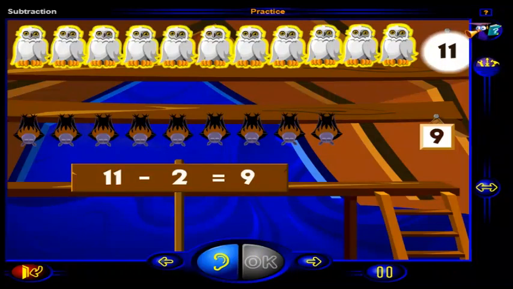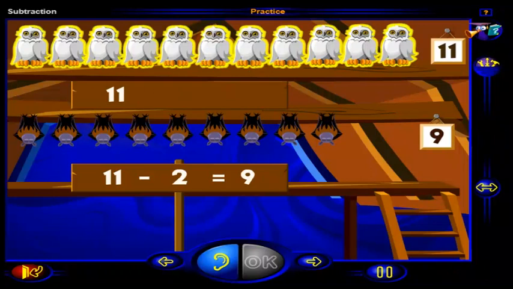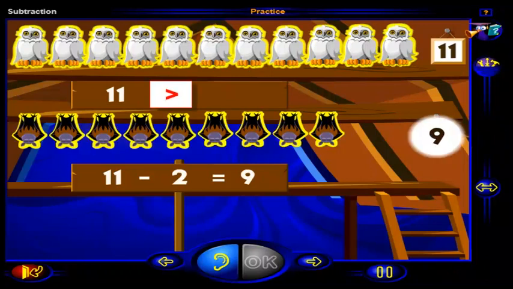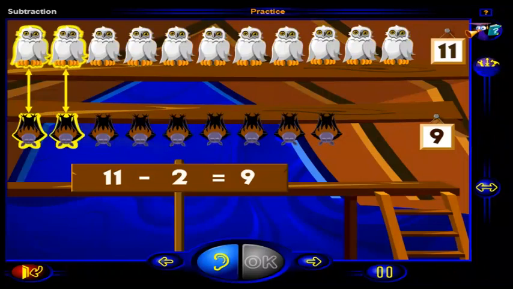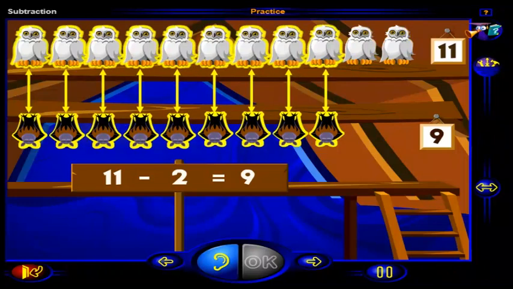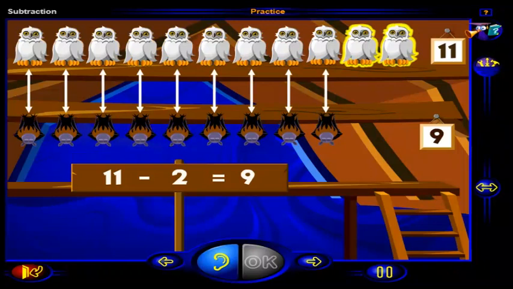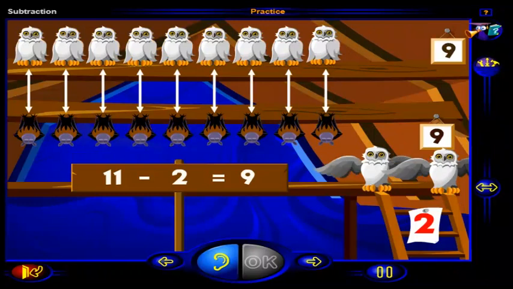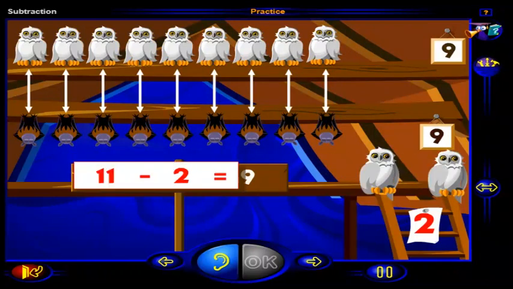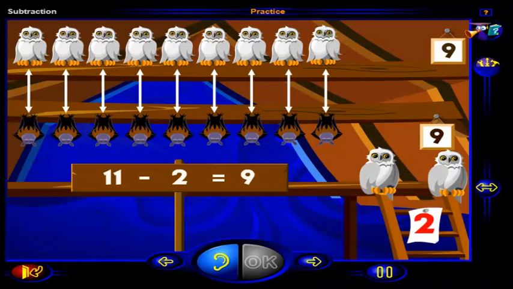The number of owls, 11, is greater than the number of bats, 9. So we take away a number from 11 to get 9. We can see that to have as many owls as bats, we need to take away this many owls. There are 2 owls here, so 11 minus 2 equals 9. And there are 2 more owls than bats.